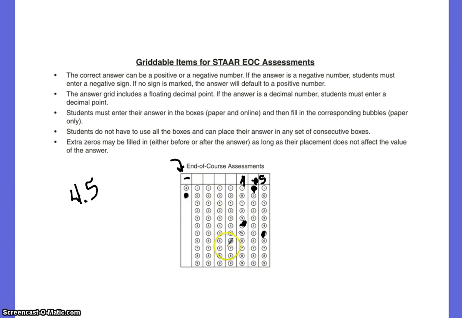You do have to fill in the dots at the bottom. You don't have to use all of the boxes. You don't have to put zeros in the ones that you don't. They have to be consecutive next to each other.